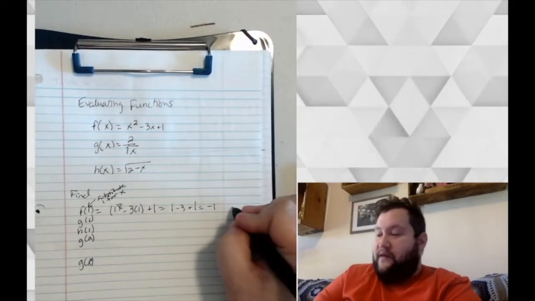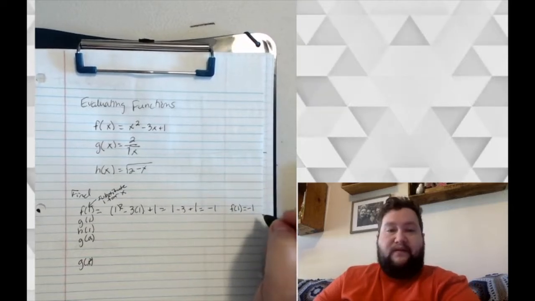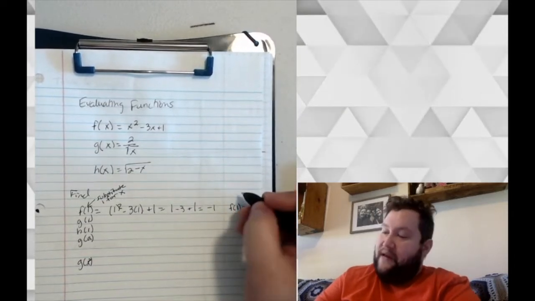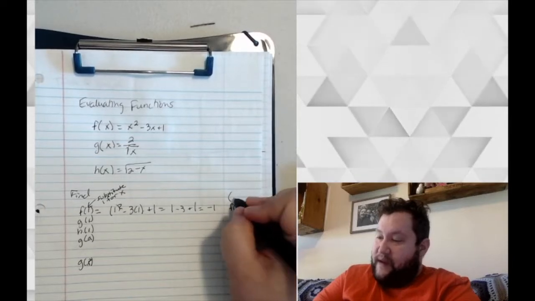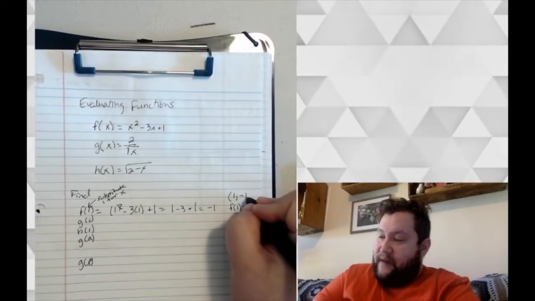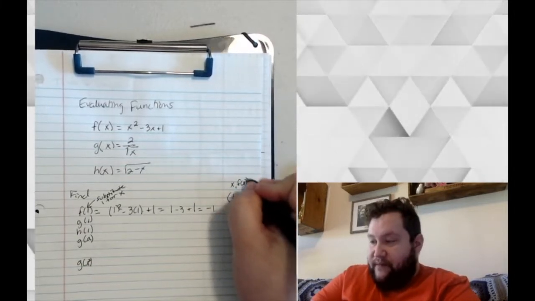Negative 1. So we can say f of 1 is negative 1. And if we like our ordered pairs, we would say something like (1, negative 1), where we have x, comma, f of x.